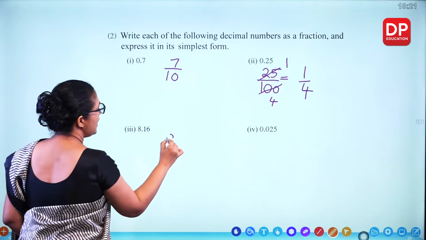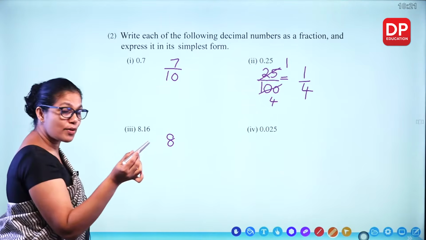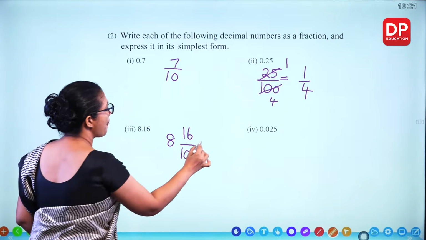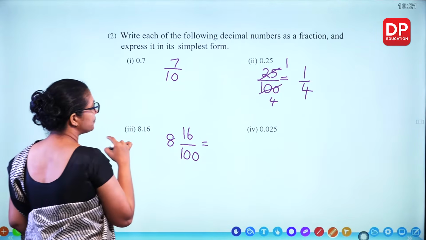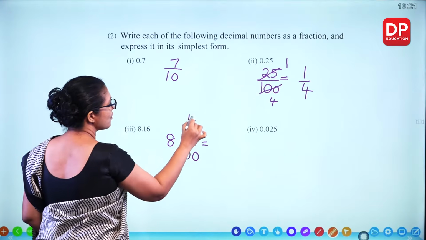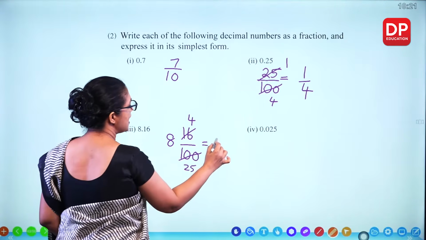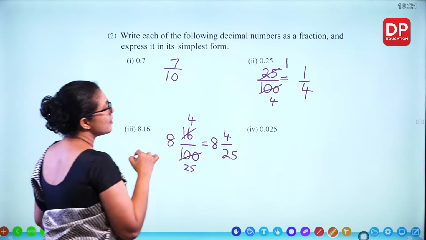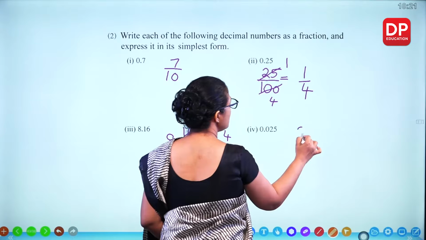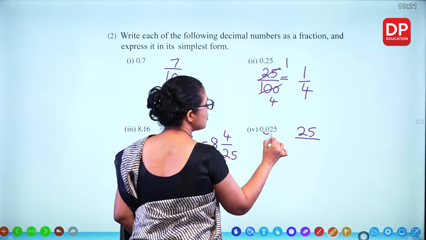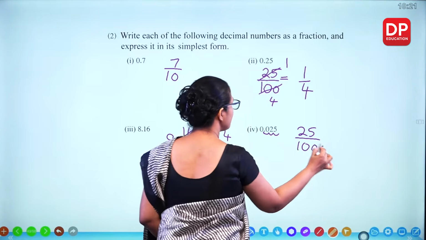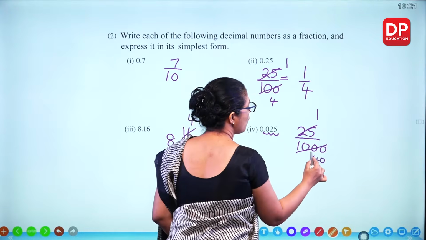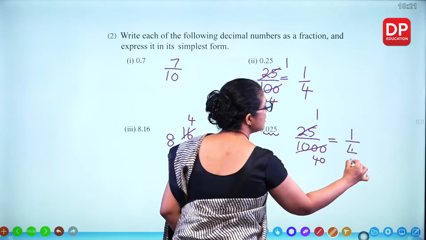8.16. So 8 is the whole number. 0.16 you can write 16 over 100. You can simplify. Divide by 4. 4 and 25. So what's the answer? 8 and 4 over 25. 0.025 as a fraction. 25 over 1, 2, 3. 1000. So divide by 25. 1 and here 4. 40. So 1 over 40.